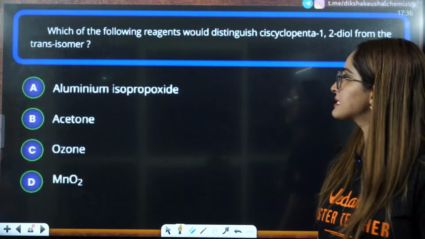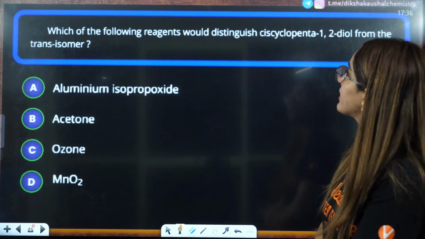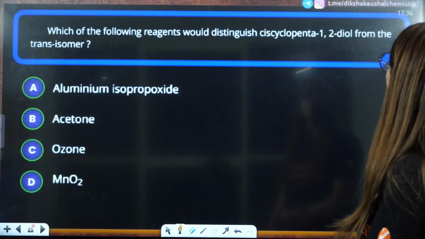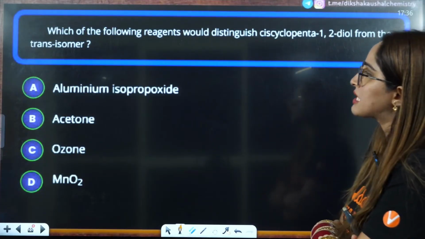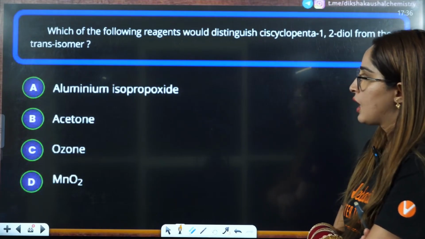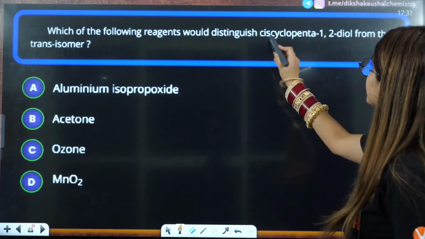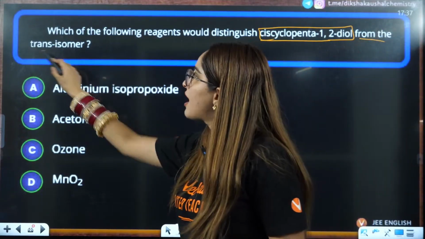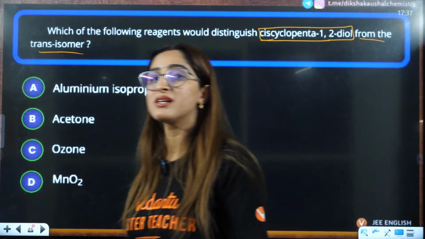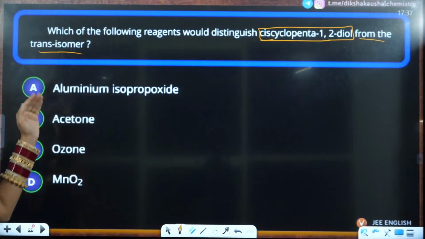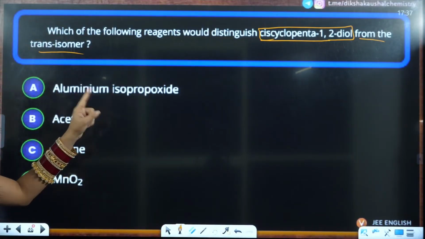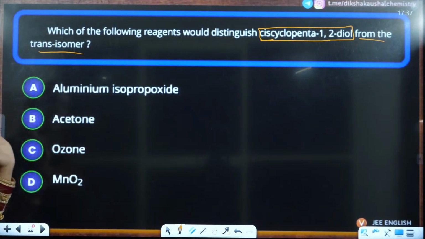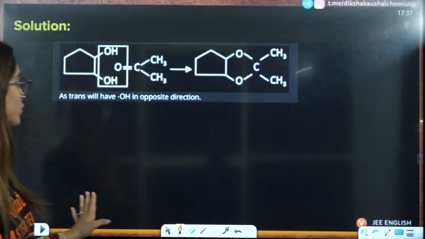Understood, right? Next we have: which of the following reagents would distinguish cis-cyclopentane-1,2-diol from the trans isomer? So now you have cis-cyclopentane-1,2-diol and its trans isomer. If you have to distinguish cis and trans, what will you use? The options are aluminium isopropoxide, acetone, ozone and MnO2.